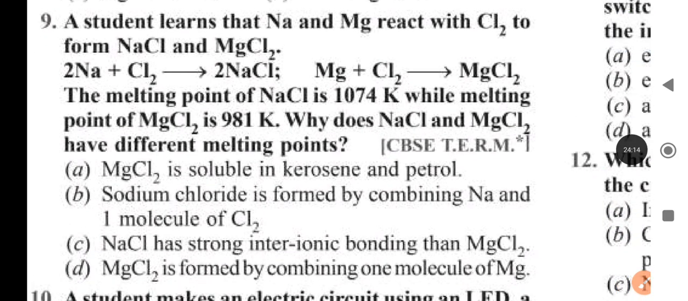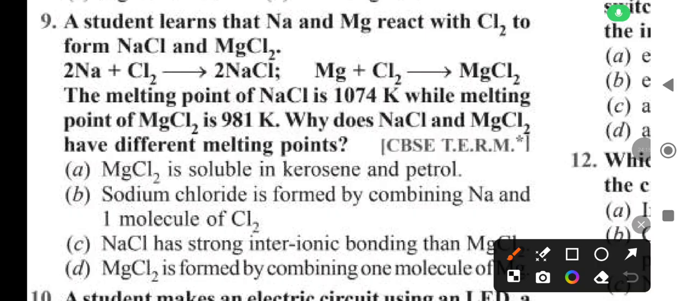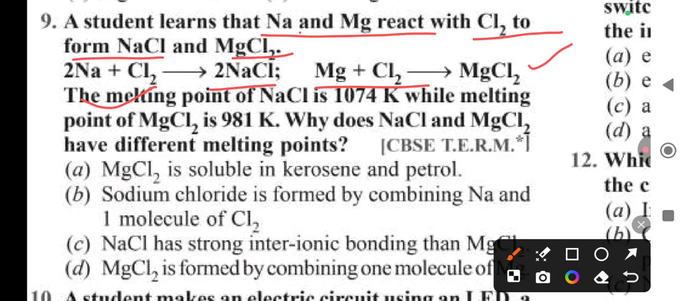So our next question is: a student learns that sodium and magnesium react with chlorine to form sodium chloride and magnesium chloride. When sodium reacts with chlorine, it gives NaCl, but when magnesium reacts with chlorine, it gives MgCl2. The melting point of sodium chloride is 1074, while the melting point of magnesium chloride is 981. Why does NaCl and magnesium chloride have different melting points?